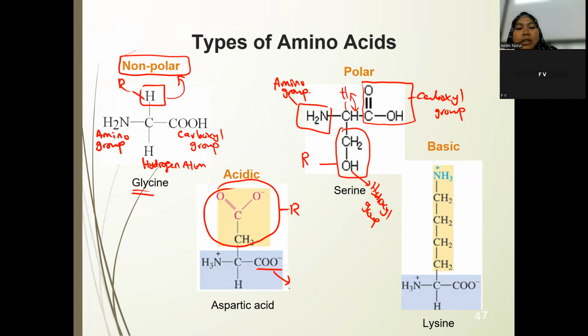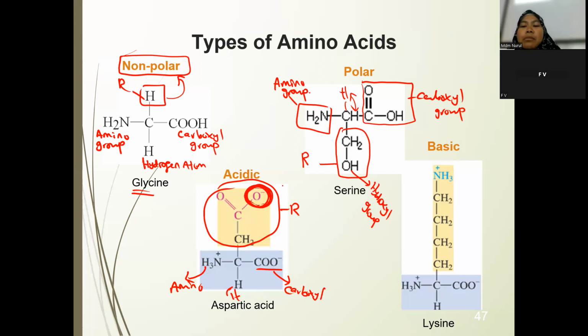Okay. So, ini adalah carboxyl. Mana amino? Ni. Yang ini amino. Mana H? Yang ini. Right? This is the R group. You can see the R group is negatively charged. Ni, nampak? O negative. So, this is acidic. Example, aspartic acid.